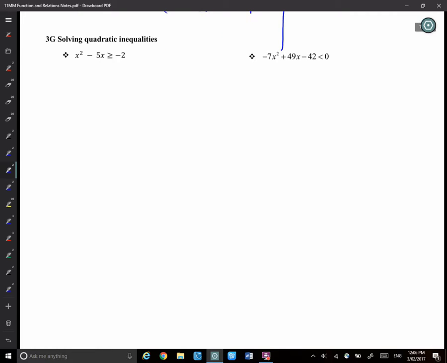All right, I'm going to go through one last example today, which is solving quadratic inequalities. That's a new thing. I want to do this today, and you can revise on that on the weekend.